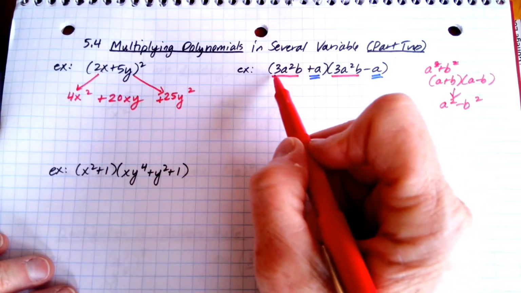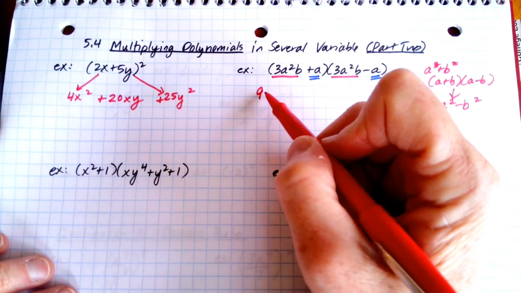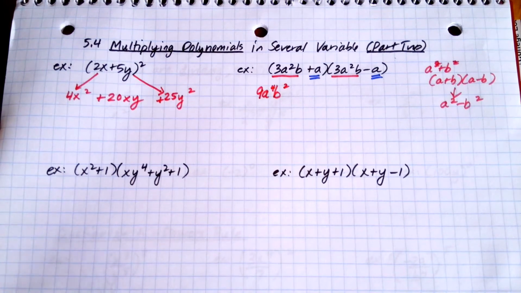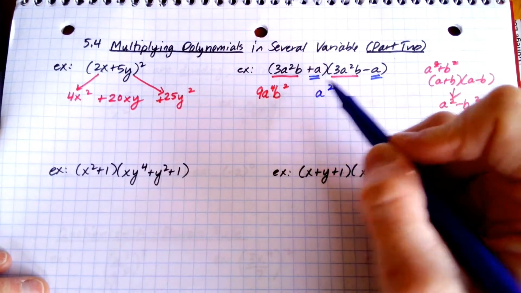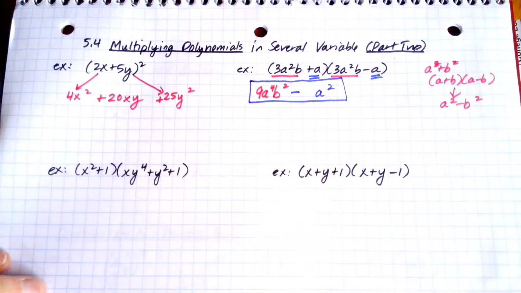So that means we'll multiply 3a squared b times 3a squared b and get 9a to the fourth b to the second. And then we will multiply a times minus a and get a squared, and we put a subtraction symbol in between, and that is it.